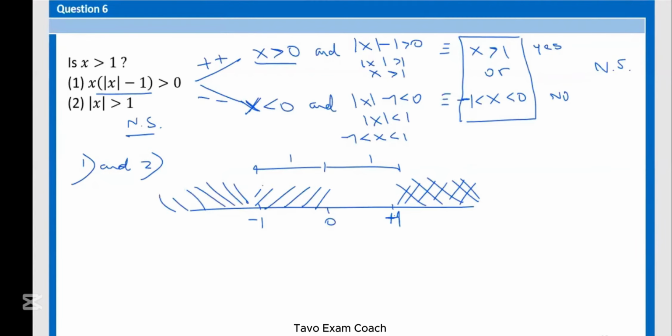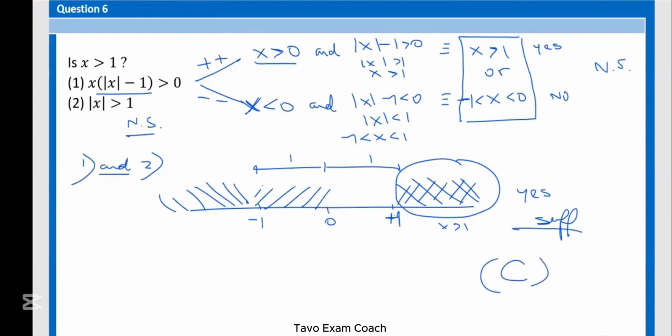So you can see that the intersection we're finding here, because of combining this, is that only values in this interval, that is x greater than 1, comply with the two statements at the same time. So this is a common part, and here the answer to the question is yes. So we have now a unique answer, and the option to mark is C. Both statements are sufficient.